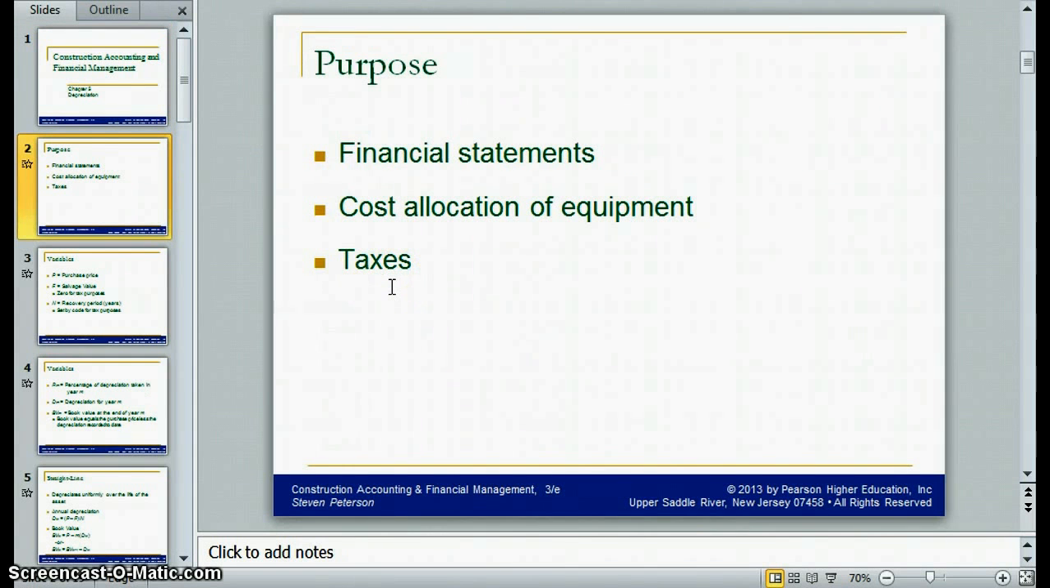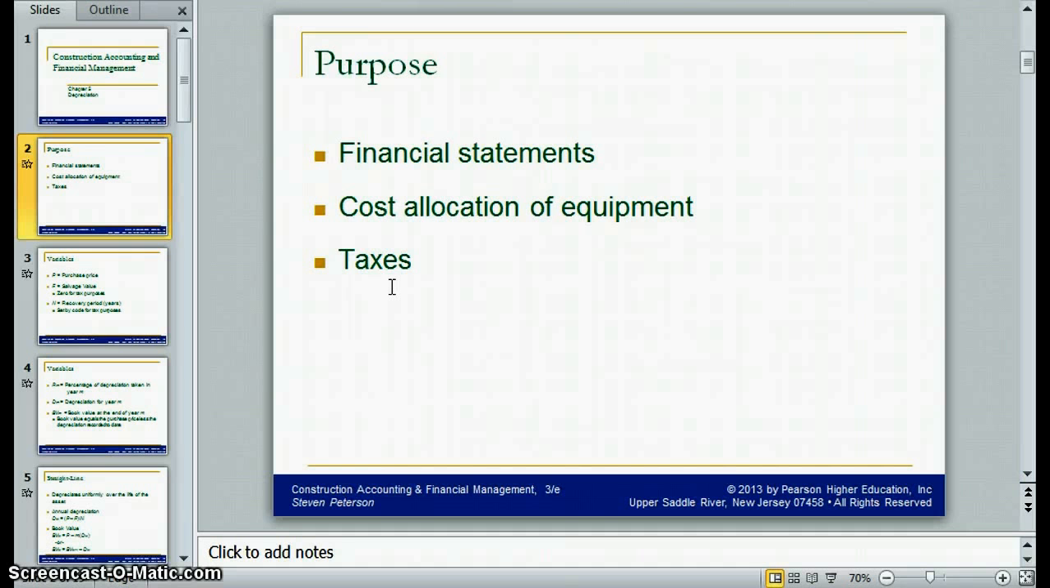When it comes to the study of depreciation, we will see that depreciation is important primarily for three purposes: to indicate the amount of loss of value of the assets owned by the construction company on the financial statements, also to allocate cost as part of the equipment expenses, and also to allow the construction company to calculate for taxes.